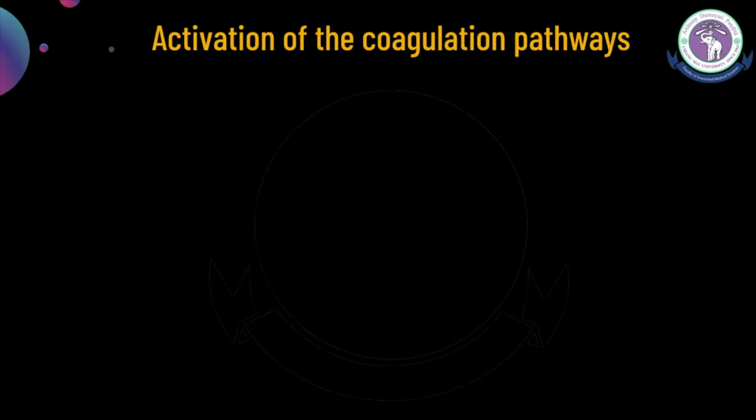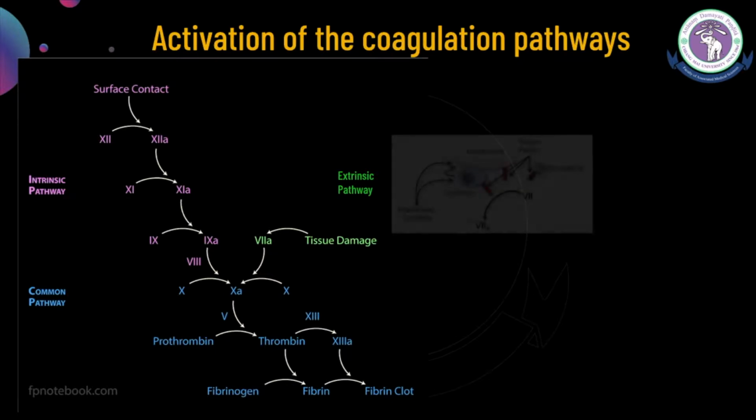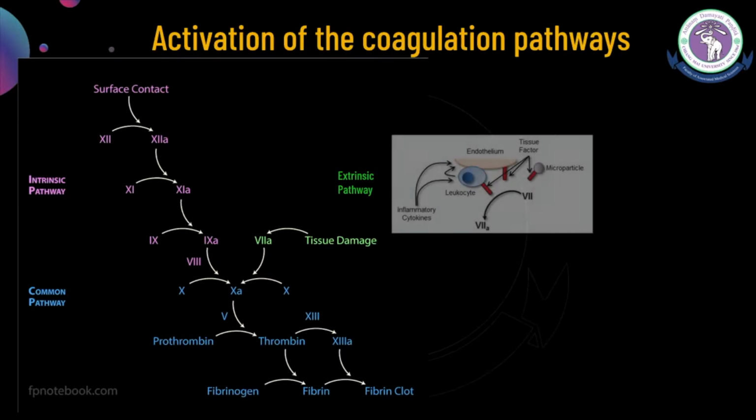Extrinsic and intrinsic coagulation pathways are both activated in HTR. Tissue factors released from endothelial cells and platelets after binding to antigen-antibody complex or anaphylatoxin can activate factor 7, which initiates the extrinsic pathway. In another way, the antigen-antibody complex directly activates factor 12, which then starts the intrinsic pathway.